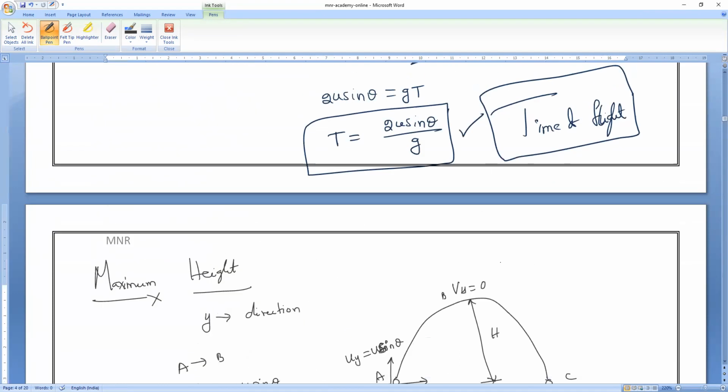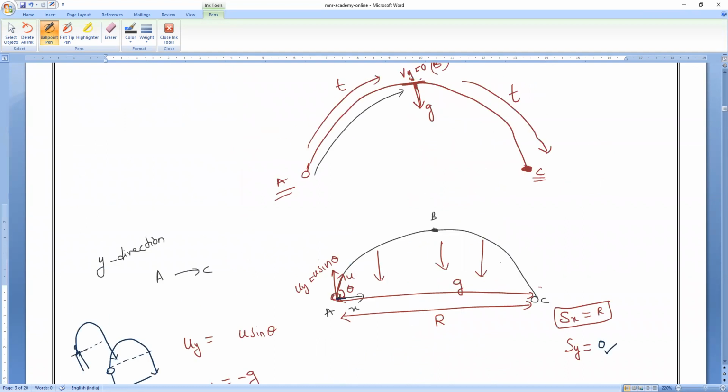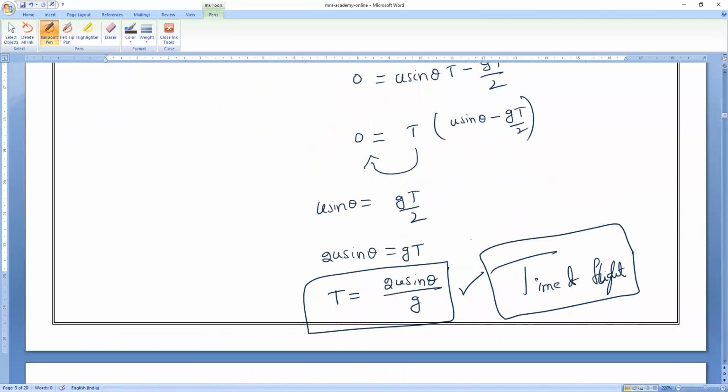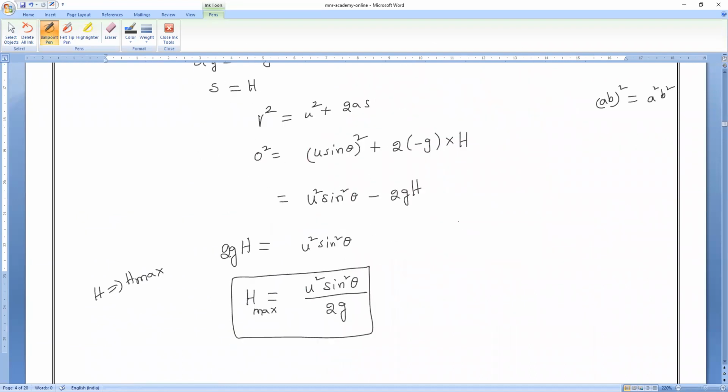So the third one, 2 terms are over. Then what else is remaining? R. R means what? I told you. R means what? Everybody. Horizontal range. So we have to calculate it. So let us see that. How to calculate the horizontal range? So finish it fast. Once this is completed, let me know.